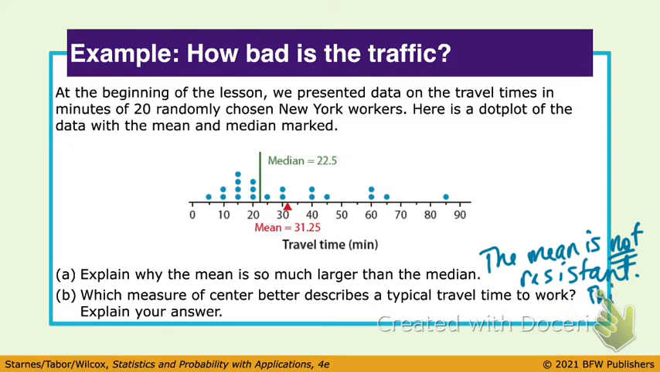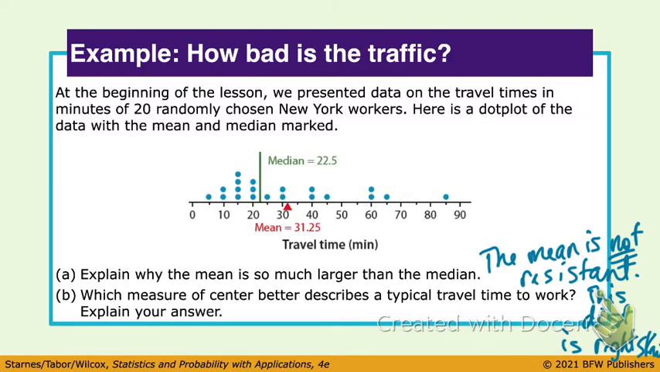And this distribution is right skewed. I ran out of room. This distribution is right skewed, so the mean is not resistant. This distribution is right skewed, so the mean gets pulled to the right.